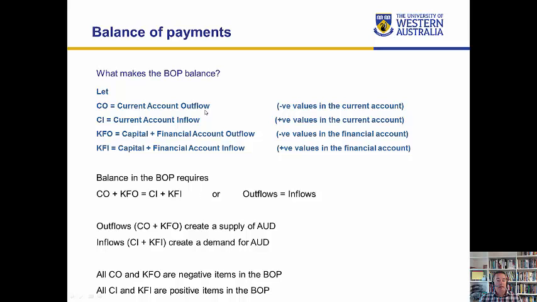Also, the first income account in the current account of the balance of payments records dividend payments and interest payments. Every time an Australian company pays interest to a foreign lender or pays a dividend to a foreign owner of an Australian share, money flows out of Australia and it's recorded in the current account. So it's a CO type transaction. CO is going to include all of the money flowing out due to imports, as well as dividend payments and interest payments, as well as other smaller transactions.